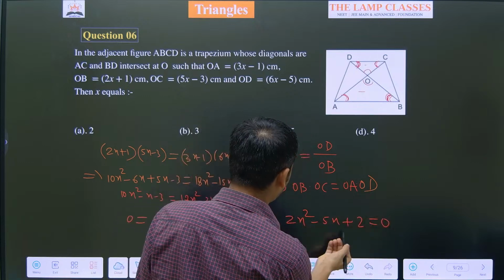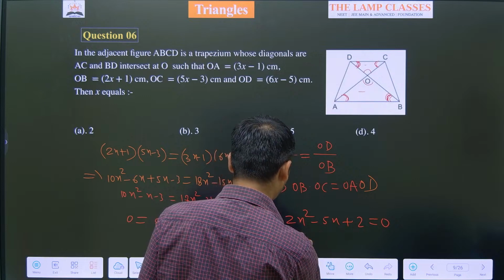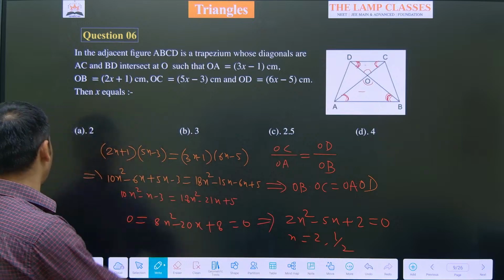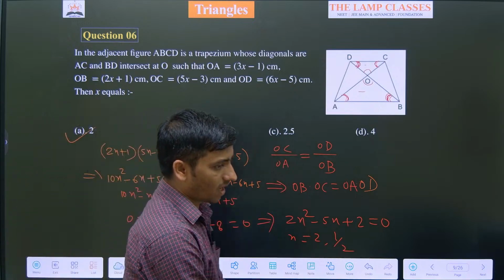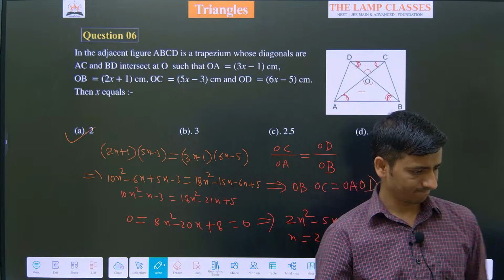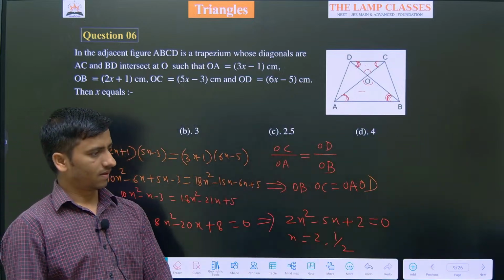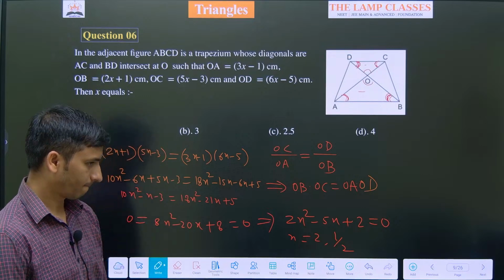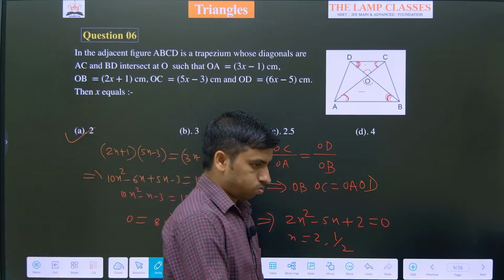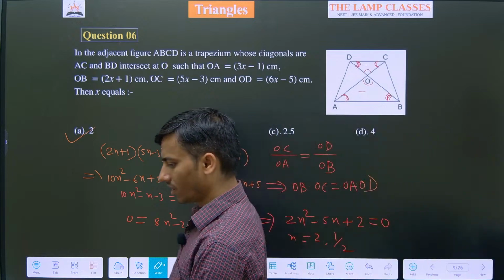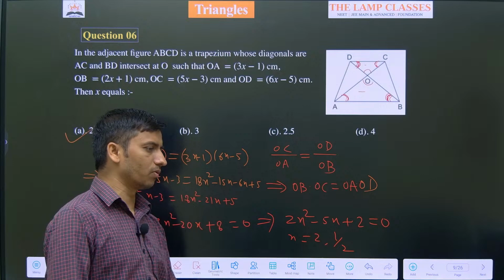So I think after solving, we might be getting 2 values of x now. 2 and 1 by 2. Clearly 1 by 2 is not there in the options. So we should mark option A, right? Are we all getting the same value? Yeah. If you have got the same answer, now I think we can move to the next question.